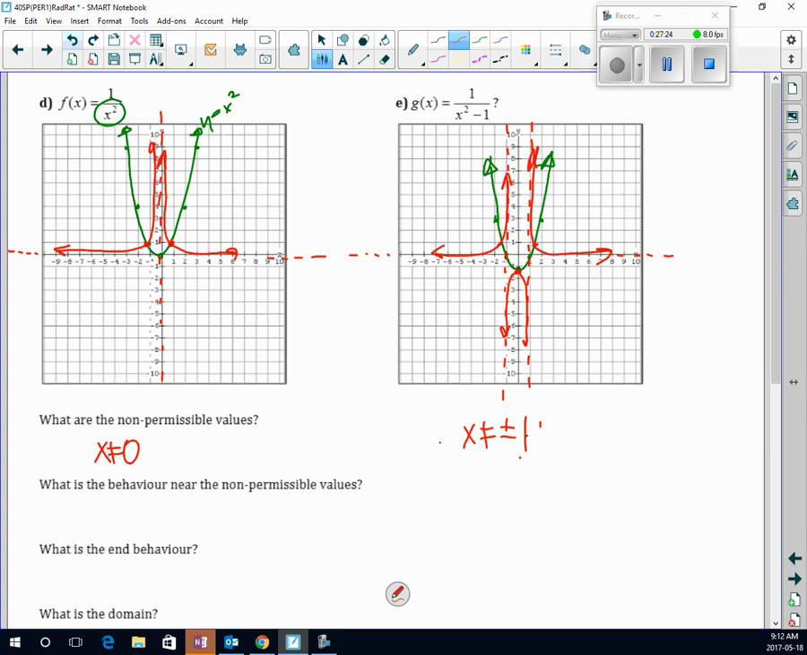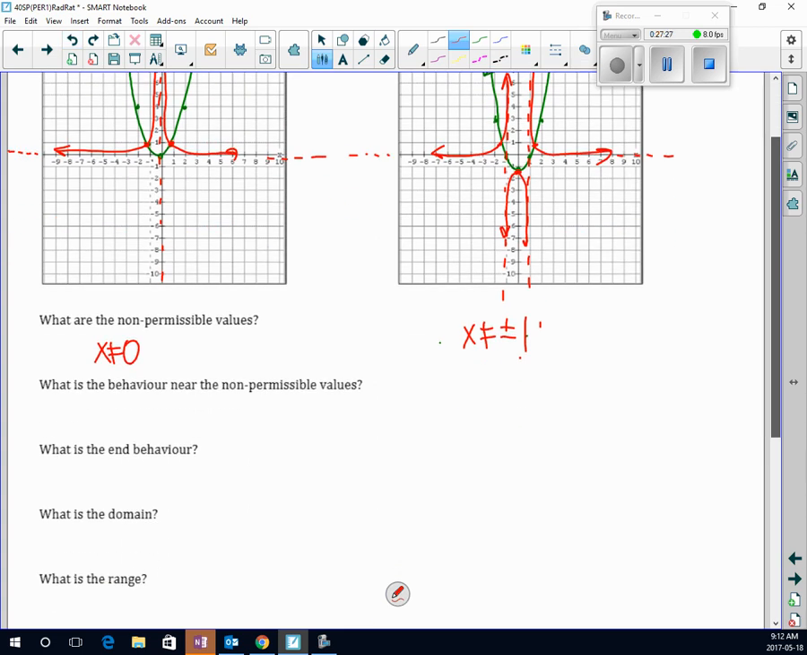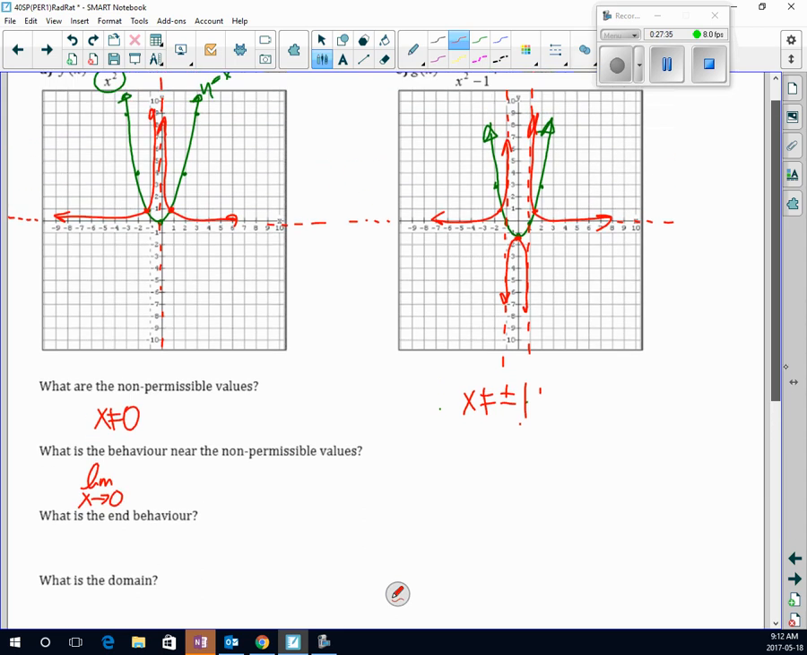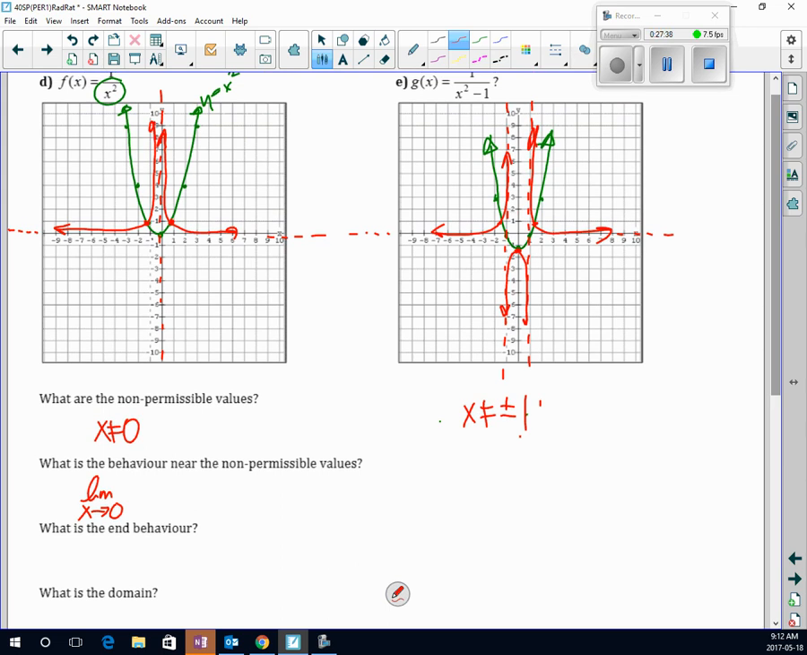So let's write it the calculus way. That would be the limit as x goes to 0 from the right. I'm coming from the right. And when I hit that non-permissible, what happens? It goes up. So what is that? Yes, so from the right, f of x is infinity. What happens if I come from the left? They're both infinity this time.